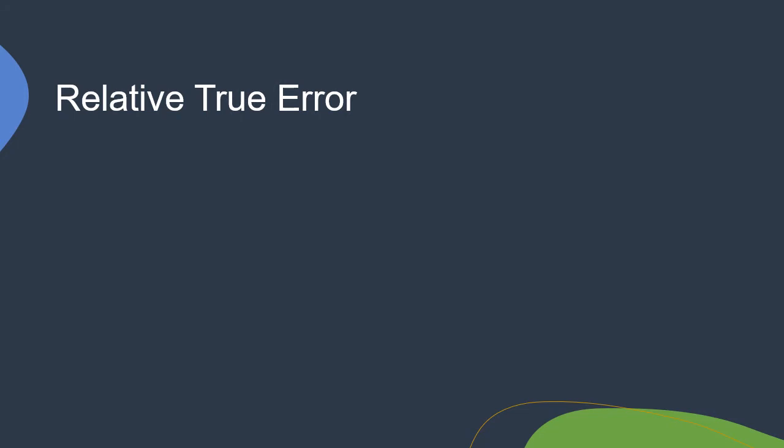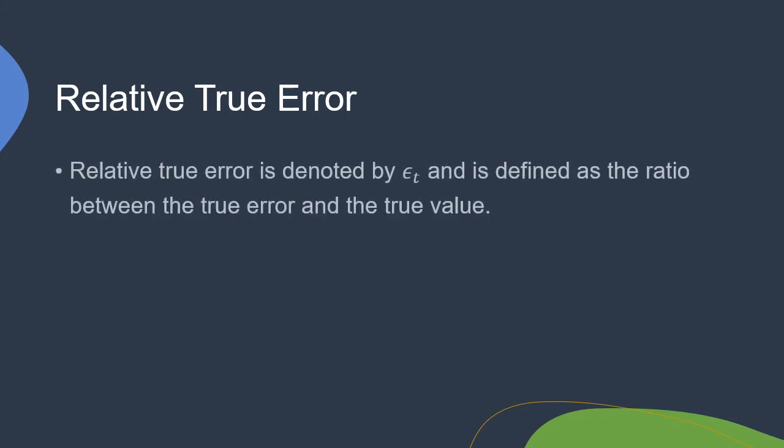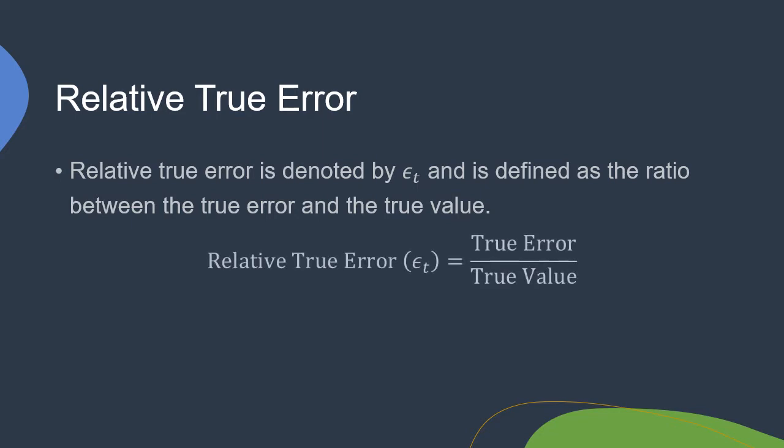Next is the relative true error. It is denoted by epsilon sub t and is defined as the ratio between the true error and the true value. The formula for relative true error is equal to true error divided by true value.